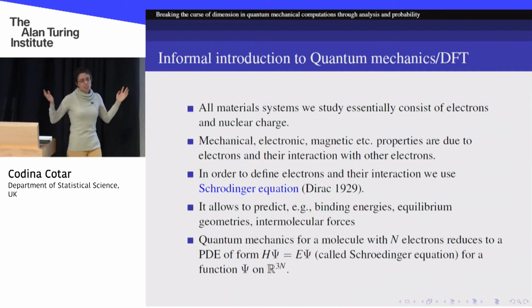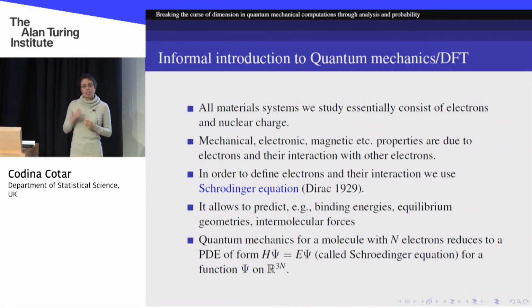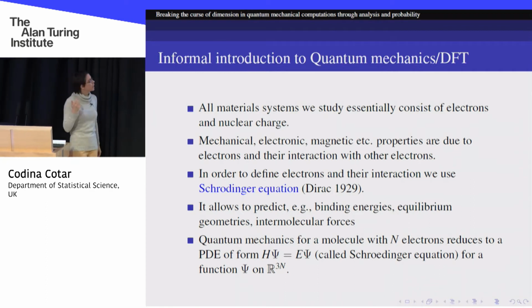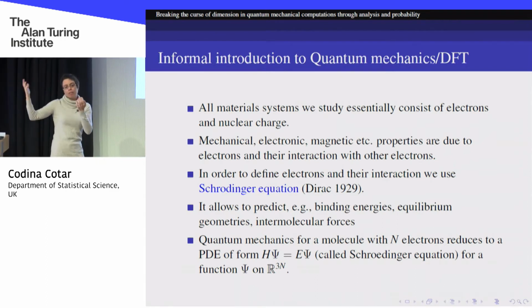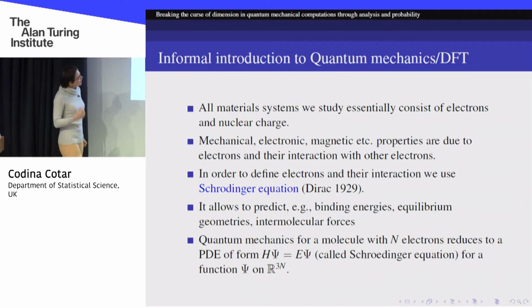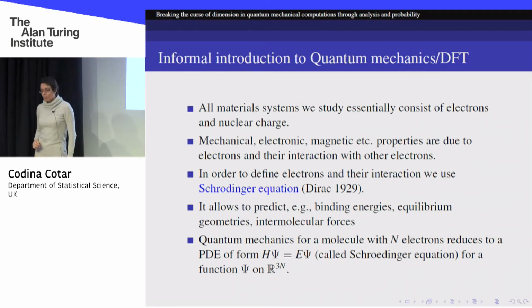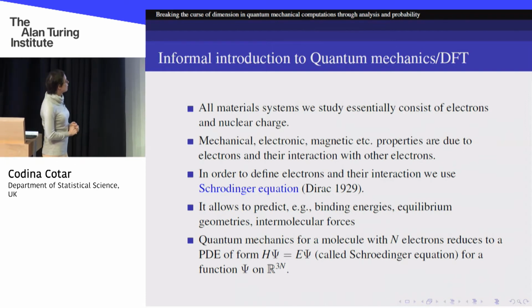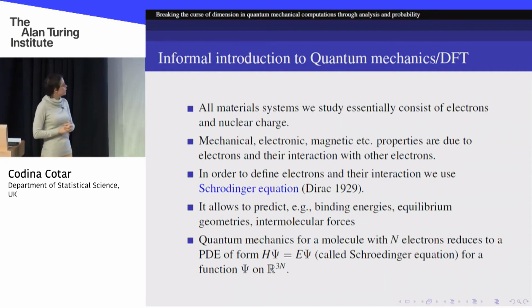What we have in nature are material systems, and they all consist of electrons and nuclear charge. And all these systems have a lot of properties: mechanical, electronic, magnetic properties, and all these properties are due to electrons and to the way they interact with each other. And what we use in order to define and explain this interaction is Schrodinger's equation. Of course, this equation allows us to predict many important properties, such as, for example, binding energies, equilibrium geometries, intermolecular forces.